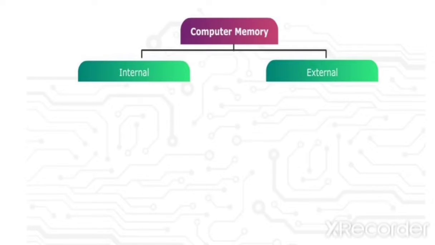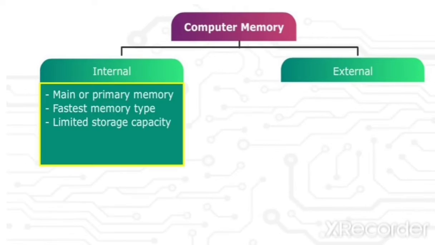There are two types of computer memory, internal and external. Internal memory is also called main or primary memory. It is the fastest memory type, but its storage capacity is limited.